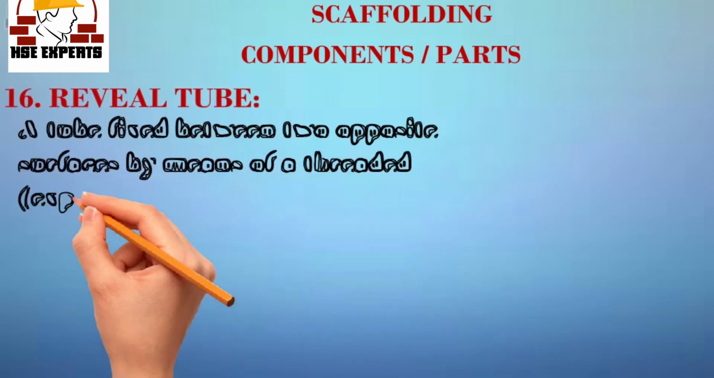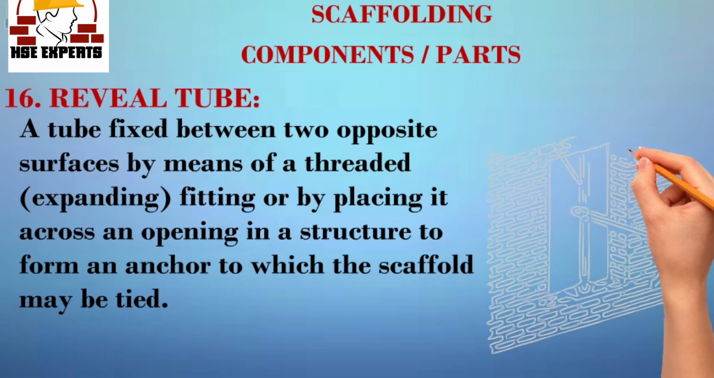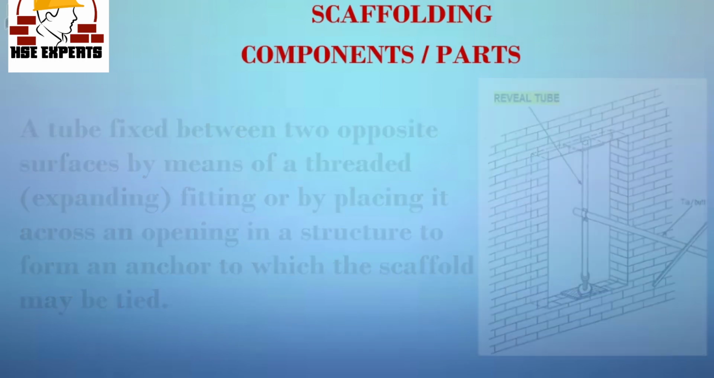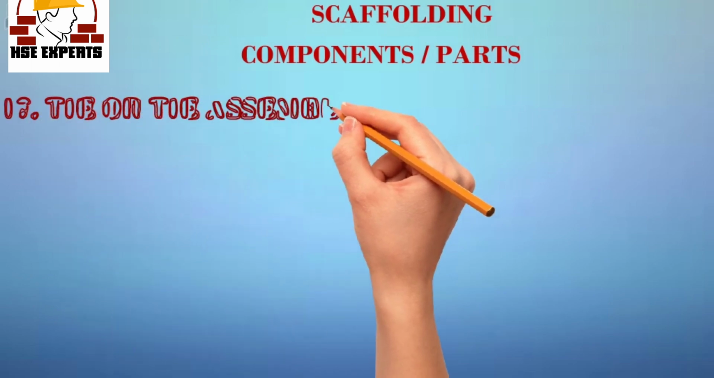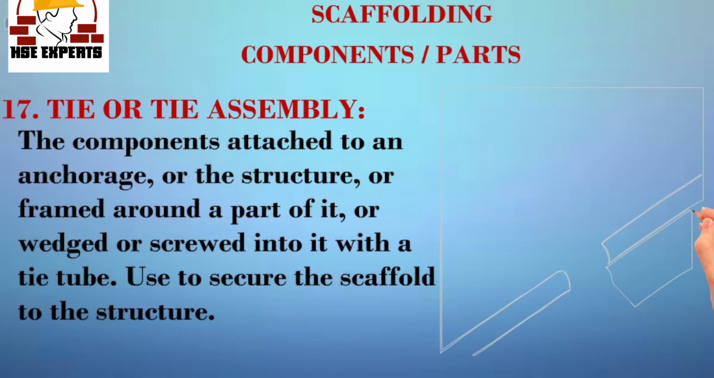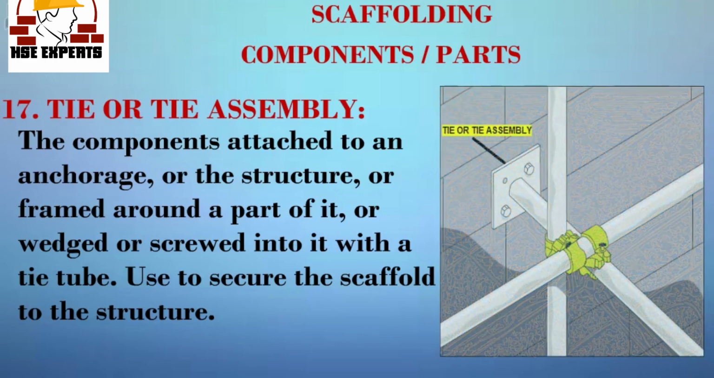Reveal tube: a tube fixed between two opposite surfaces by means of a threaded fitting, or by placing it across an opening in a structure to form an anchor to which the scaffold may be tied. Tie or tie assembly: the components attached to an anchorage or the structure, formed around a part of it, or wedged or screwed into it, with a tie tube used to secure the scaffold to the structure.